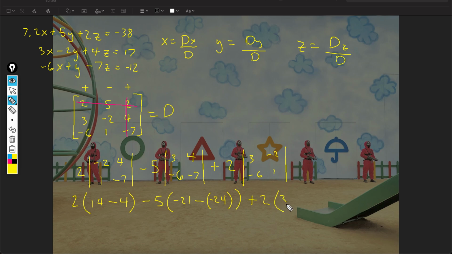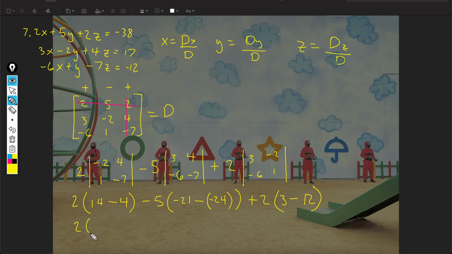Plus 2. 3 times 1 is 3. Minus negative 6 times negative 2. What does that give us? Positive, right? Positive 12. Perfect. And this negative was just there. So just double checking my work. Yep, negative 21. That is negative 24.